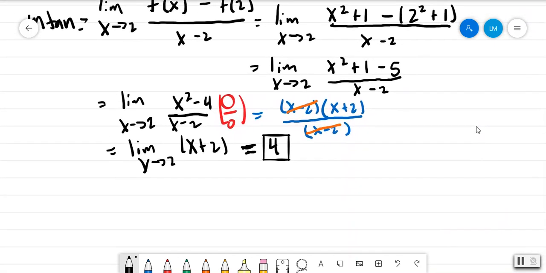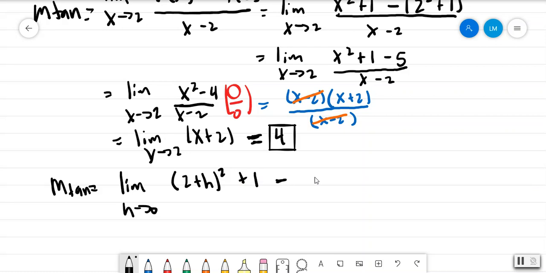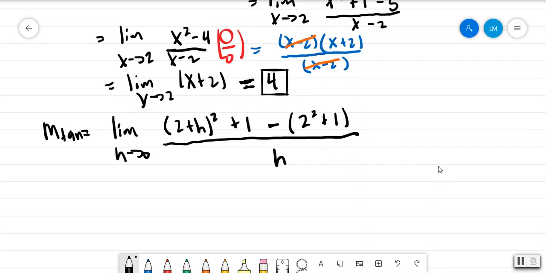Now, let's say that you did it using the other method. Then the tangent is, and I kind of did it backwards, the limit as h approaches 0 of (2 plus h) squared plus 1 minus (2 squared plus 1), and all of this is divided by h. Because you're trying to make sure that h is small enough so that you figure out where that goes to.